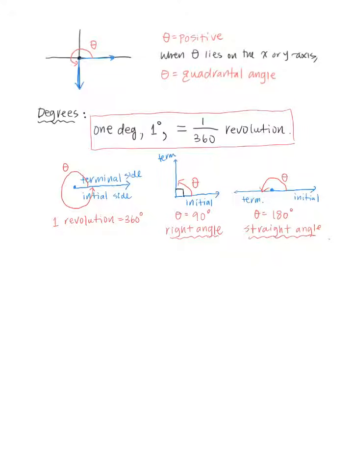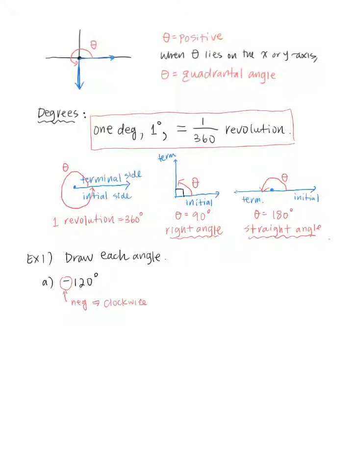All right. So now that we are a little bit comfortable with the degree measure, let's do some examples. I'm just going to call this guy example 1. Draw each angle. All right, we got this. So let's do a couple of examples. How about negative 120 degrees. Notice that the theta is negative. So if theta is negative, that means what? You're going to have to move clockwise from the initial side to the terminal side.